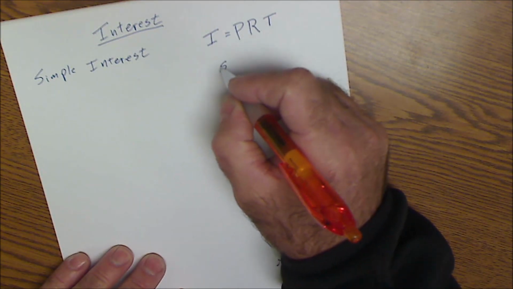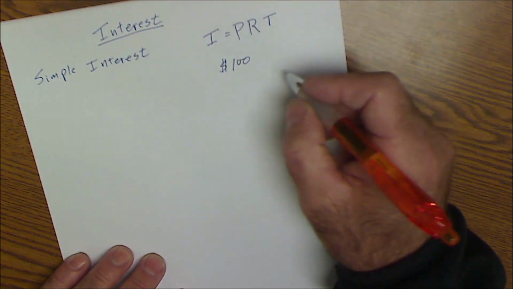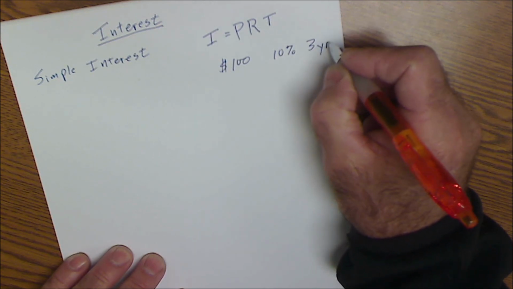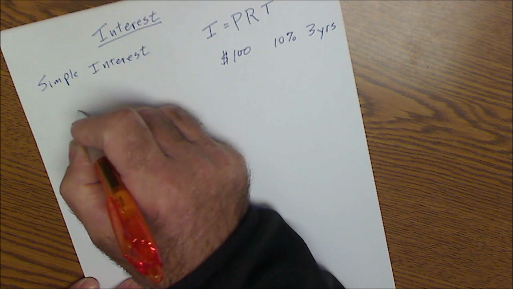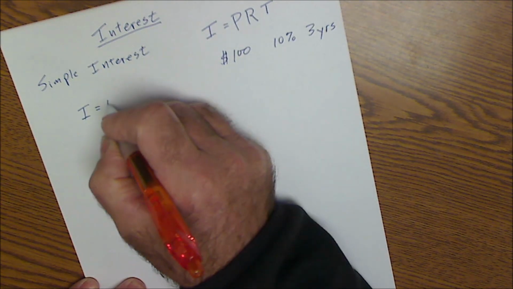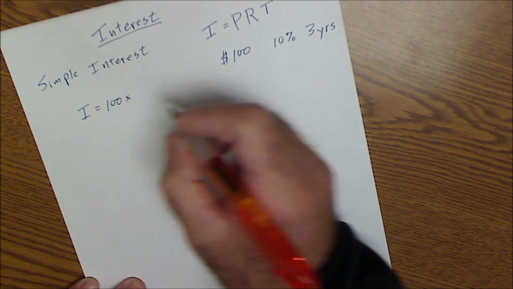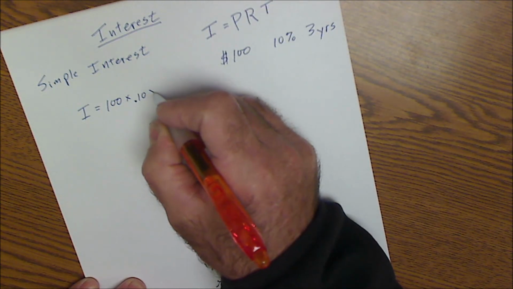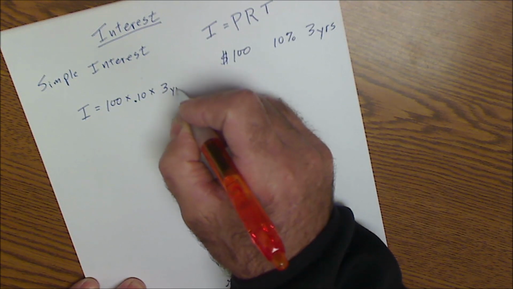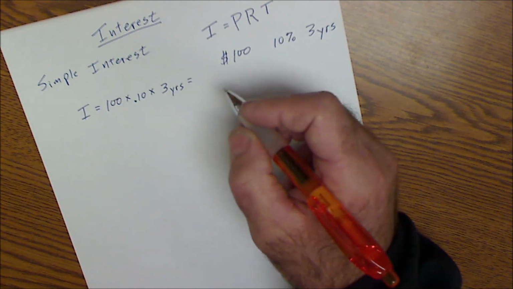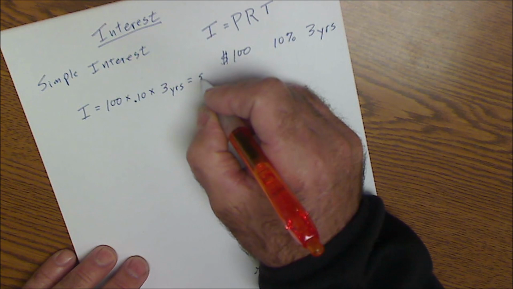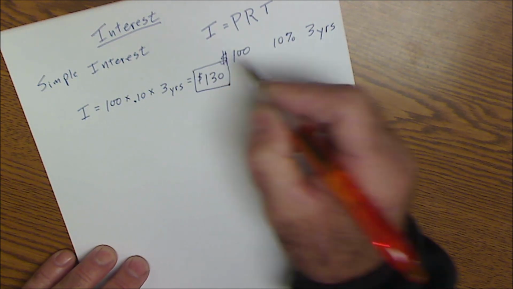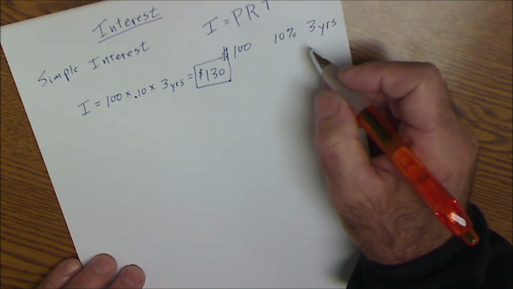So let's say we're talking about $100 at a 10% interest rate for 3 years. Calculate simple interest. It's going to be equal to your principal amount, $100, times that 10%. We're going to convert that to a decimal, 0.10, times the 3 years, and we multiply those together to give us $130. So that's simple interest, $100 over 3 years at 10%.